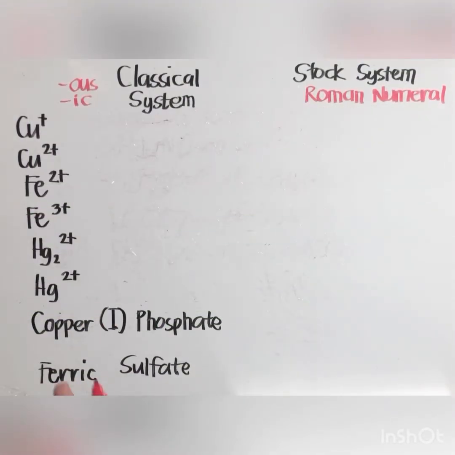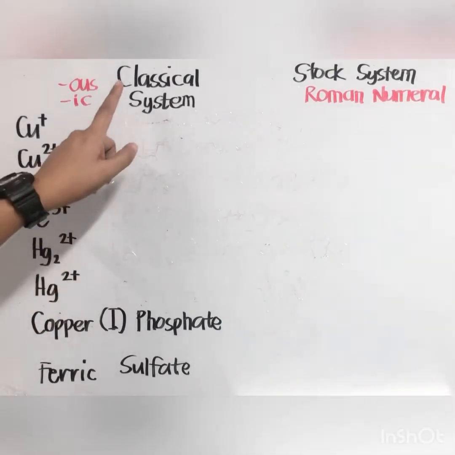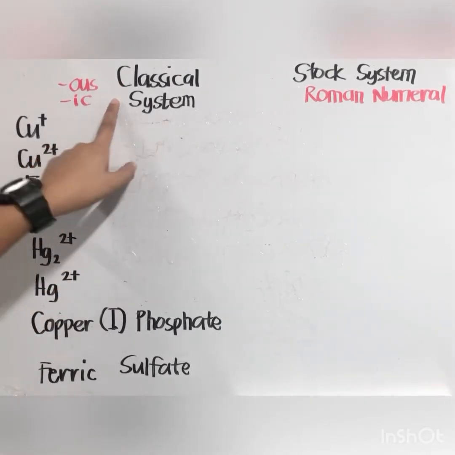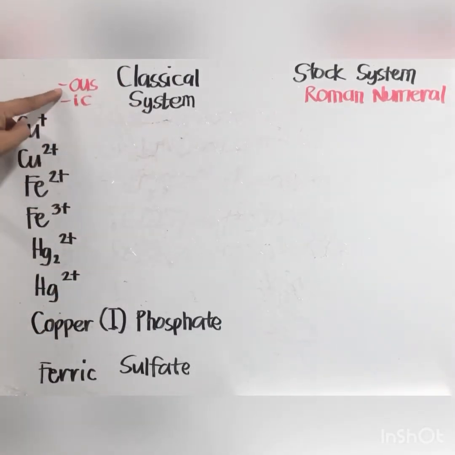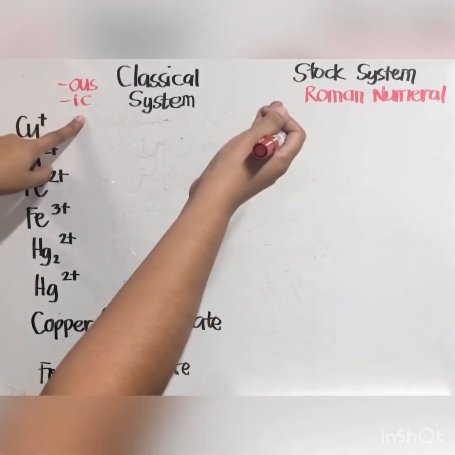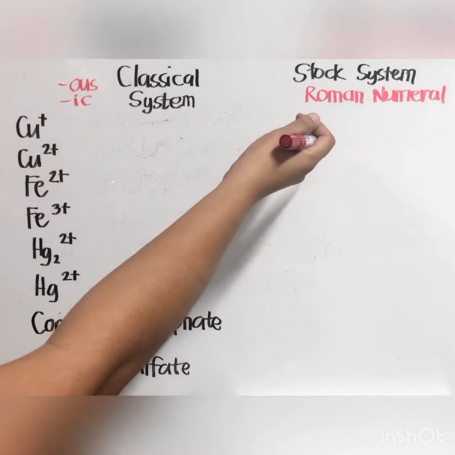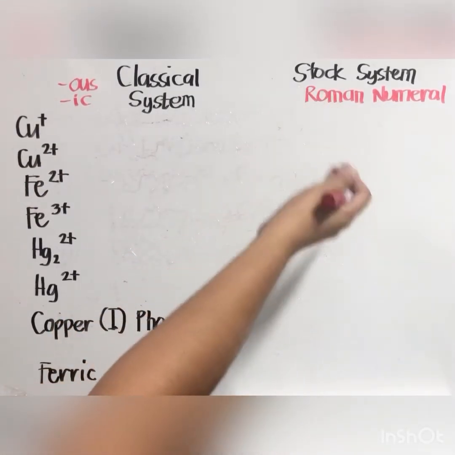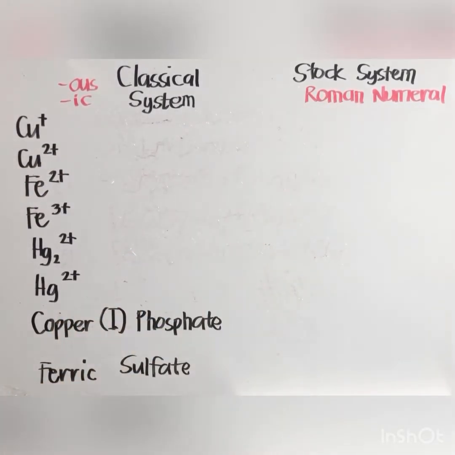So how are they named, or why are they named as such? We are actually using two systems or two processes. That is the classical system, wherein we are using the OUS and the IC ending depending on their charge. And we also have the stock system, wherein we're going to make use of Roman numerals depending on their charge as well. So let's try, for example, copper 1 positive and copper 2 positive.